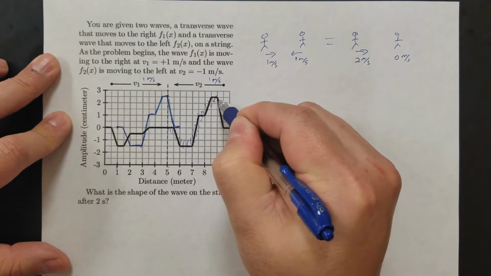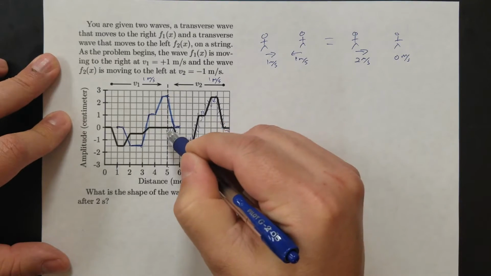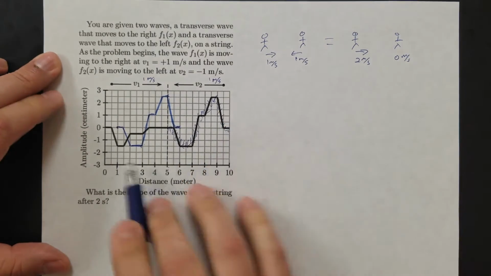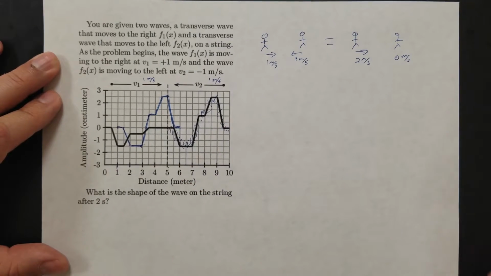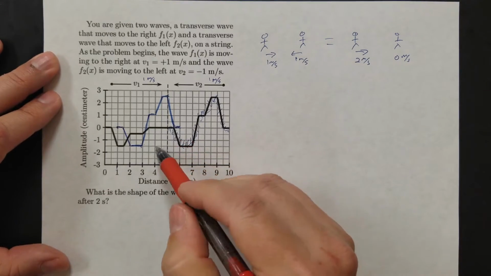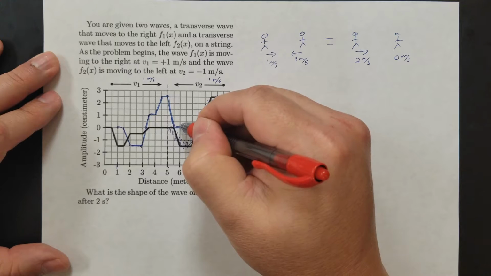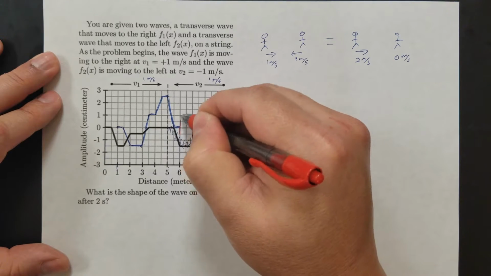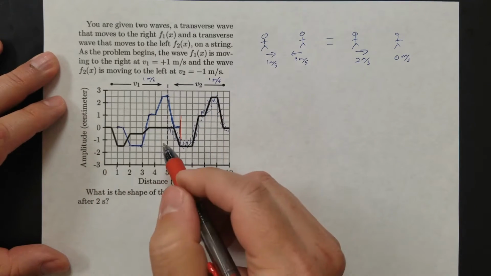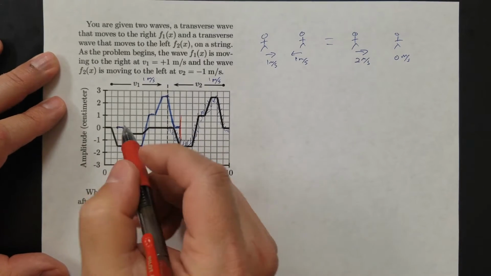So I'm going to do something so I can tell it's not there anymore, right? So I'm just going to cross it out. So here's my two waves now. Okay. So let's go through and draw the sum of these two waves. So I've got to draw it up to right here. That's where I stopped. Okay. So sum of the two waves.